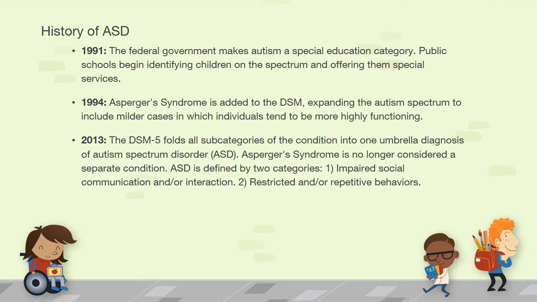It's important for you to know that we actually have gone back to simply calling autism ASD. It's all part of a spectrum. We no longer use Asperger's as one definitive way of describing autism. It's all a spectrum, but it is two different distinct categories. One has to really do with that social communication and interaction. The other has to do with repetitive or restrictive behaviors.